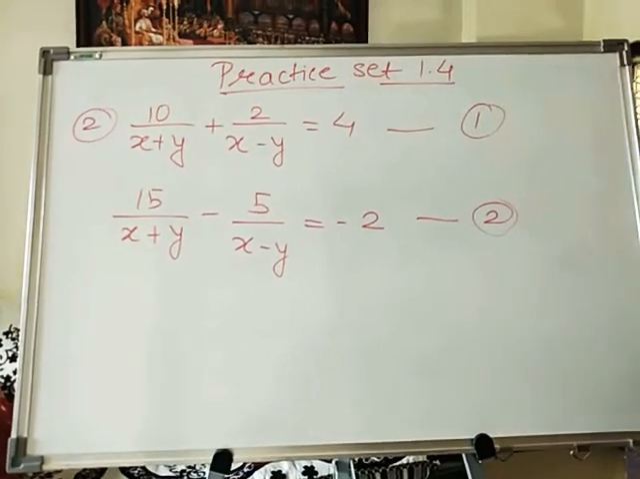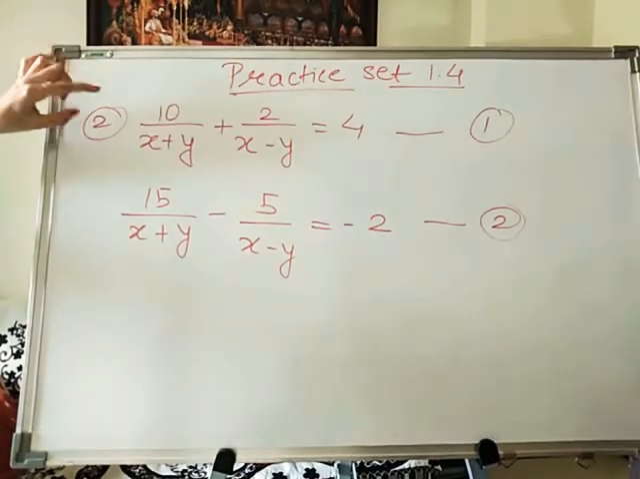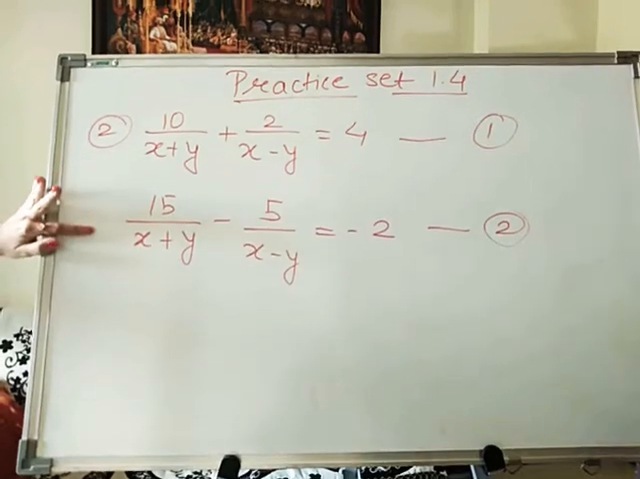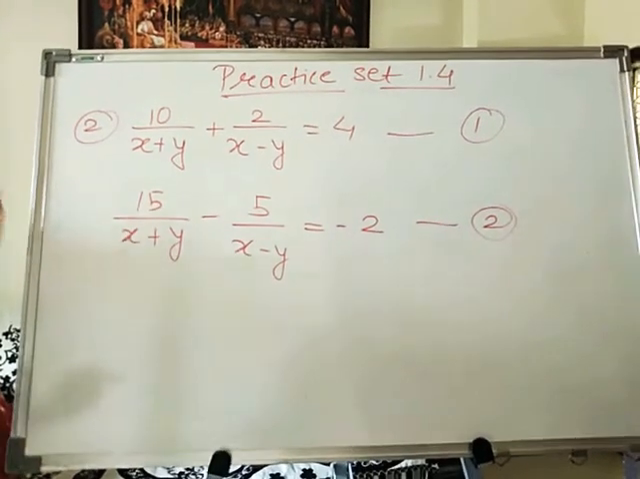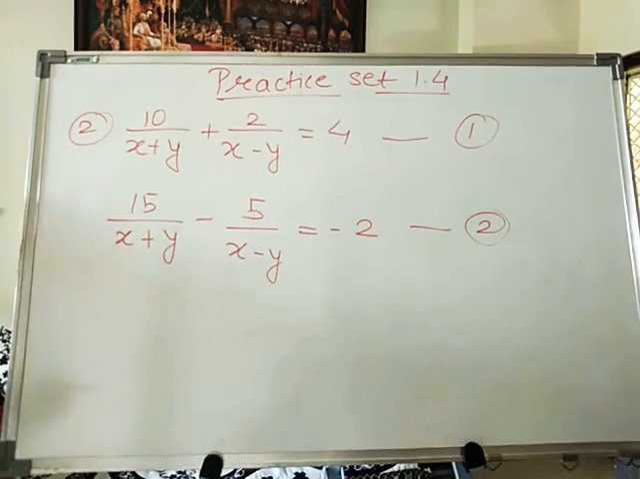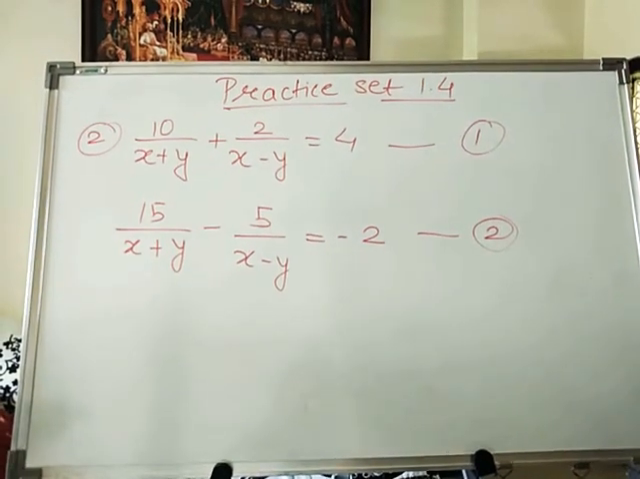We are seeing algebra practice set 1.4. First sum you have already done for homework. Now this is the second sum. This is your first equation of the second sum, and the second equation of the second sum. Now these are not in the standard form of linear equation in two variables. So we are converting them into the standard form.